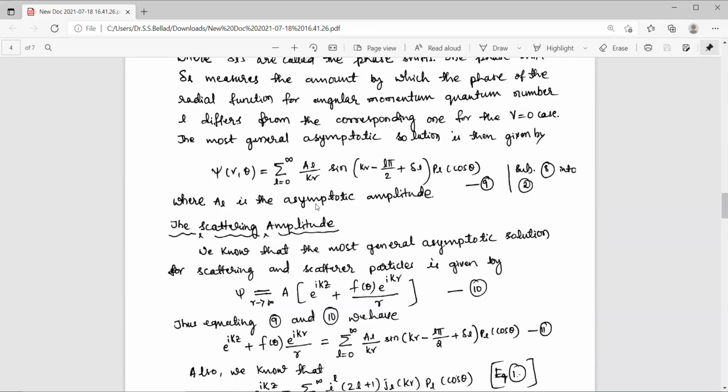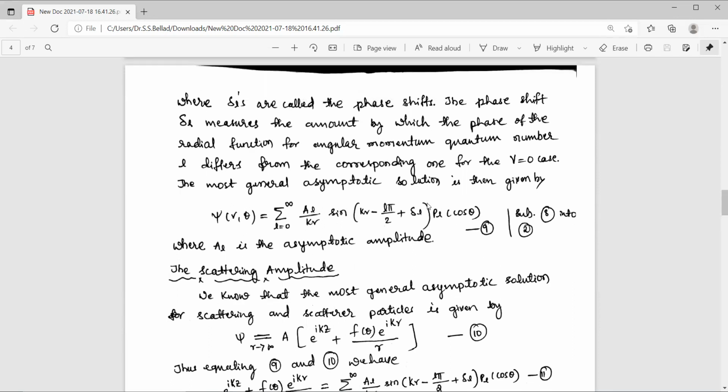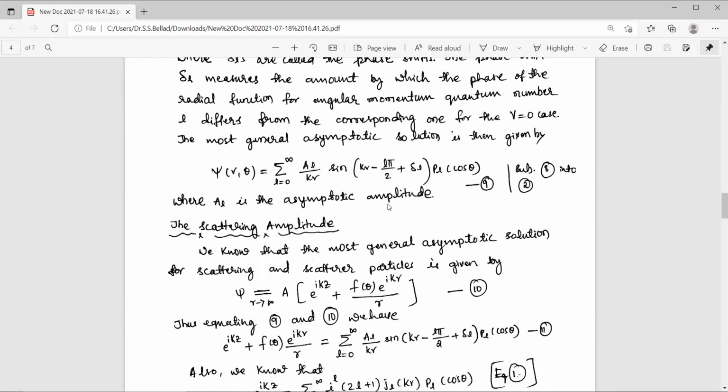You are getting the most general asymptotic solution as psi of (r, theta) is equal to the summation over L equal to 0 to infinity of A_L upon KR into sine of (KR minus L pi by 2 plus delta_L) into P_L of cos theta, where this A_L is referred to as the asymptotic amplitude. So now in this session, I got an expression for the most general asymptotic solution of this scattering case. And in the next session, I am going to discuss the scattering amplitude. Thank you for watching.